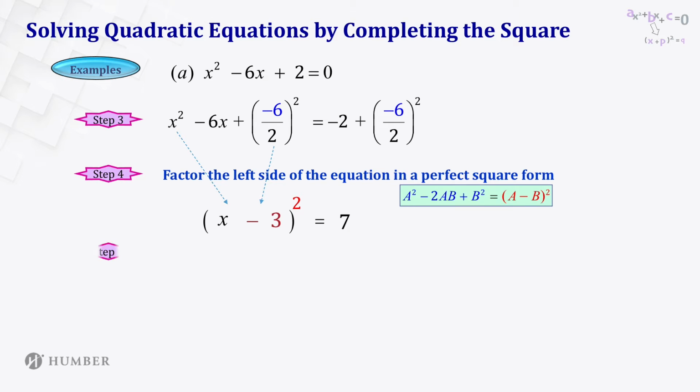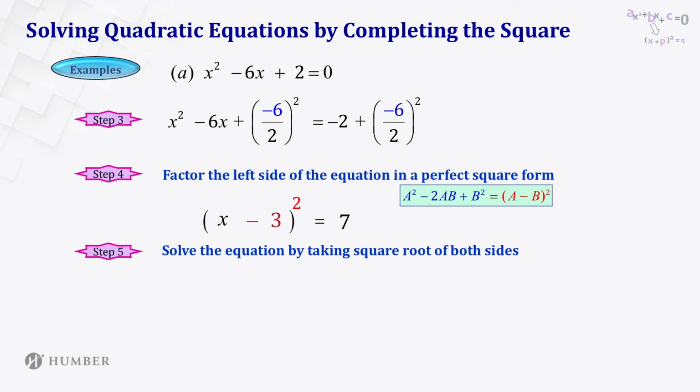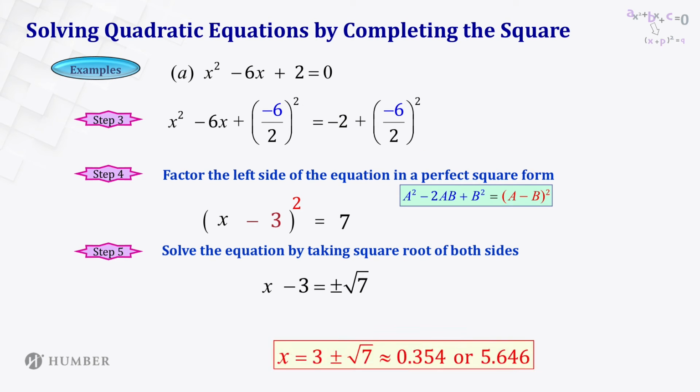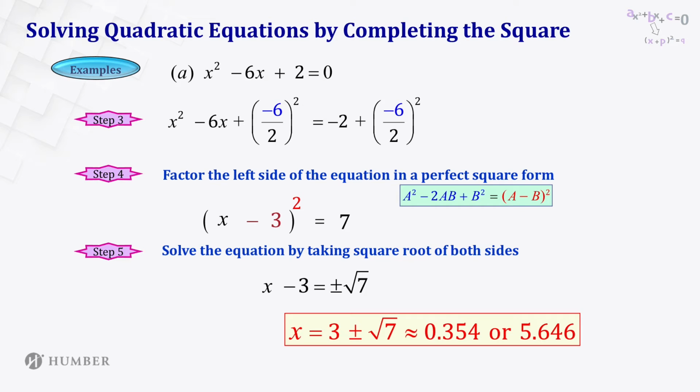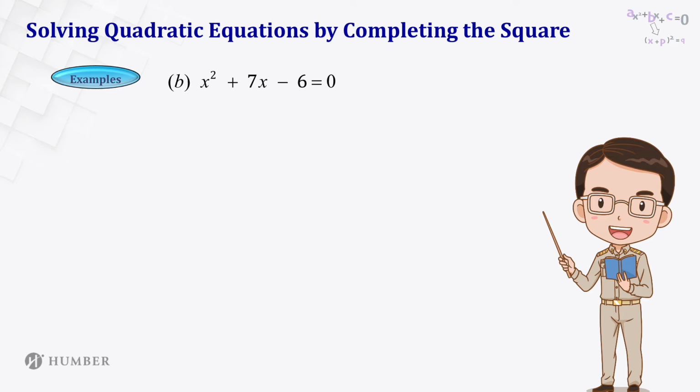Step 5. Solve the equation by taking square root of both sides, which becomes x minus 3 equal plus or minus root 7. Please do not forget to place plus or minus sign. Isolate x by moving the constant term to the right side to get the solutions as shown. Let's take a look at the next example.